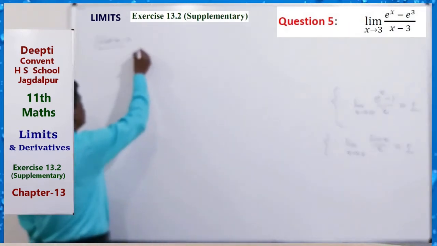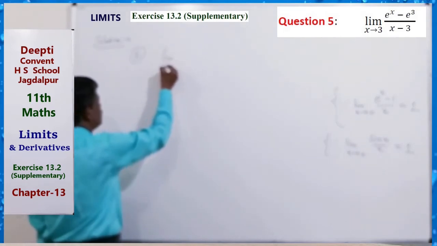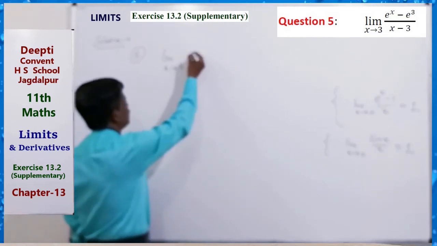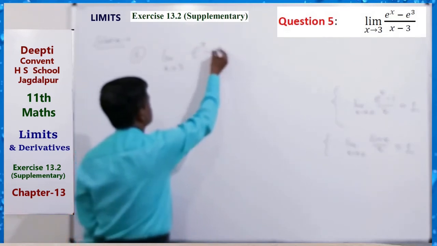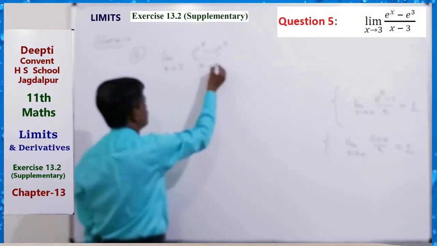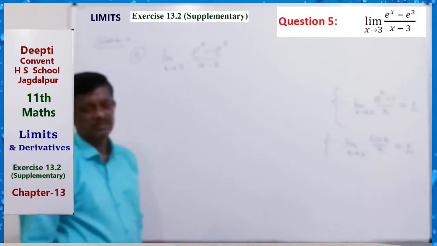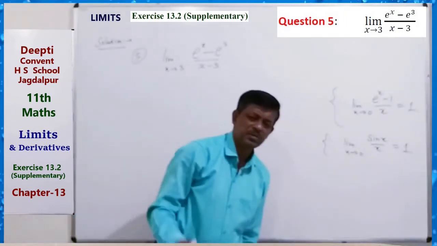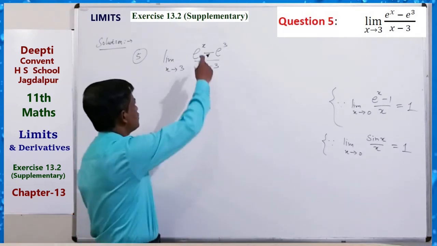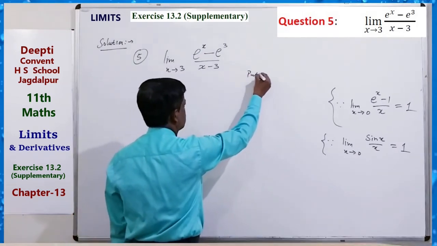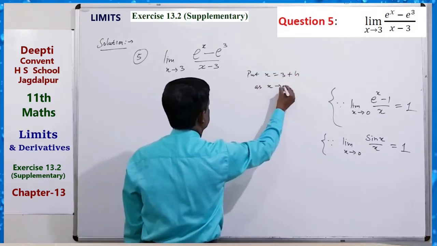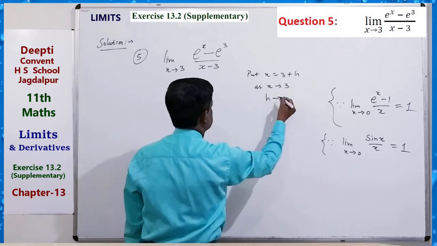So question 5: limit x tending to 3 of (e to the power x minus e to the power 3) upon (x minus 3). It is simple, just like the third question. Here put x equals to 3 plus h. As x tending to 3, h tending to 0.